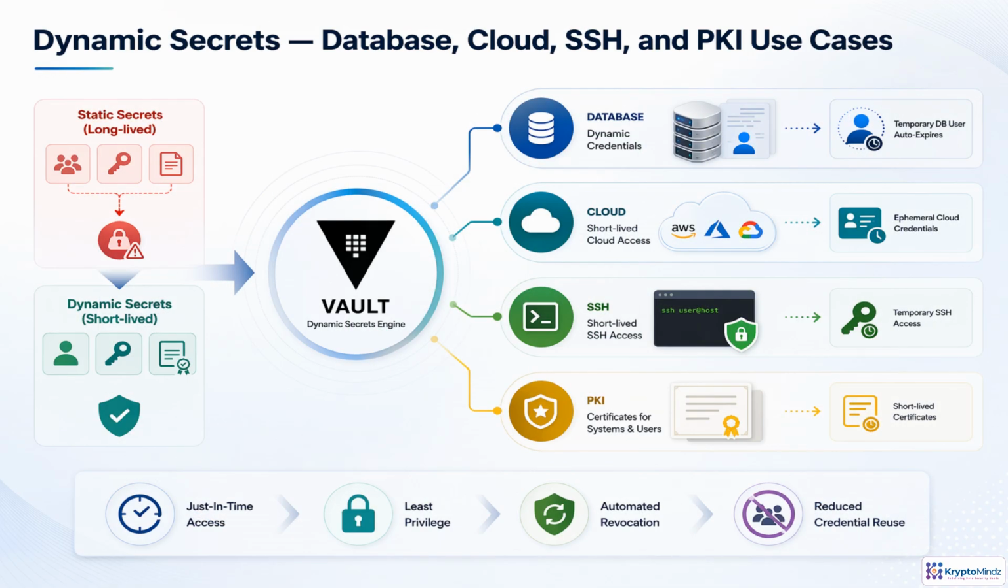Dynamic secrets are where Vault becomes especially practical. Instead of storing one shared database password or cloud key, an application authenticates to Vault and receives a credential created for that request. Vault can create a temporary database user, issue short-lived cloud access, grant SSH access, or generate a certificate through PKI. Each secret has a lease, so it expires or can be revoked automatically. The result is just-in-time access, least privilege, and far less credential reuse.